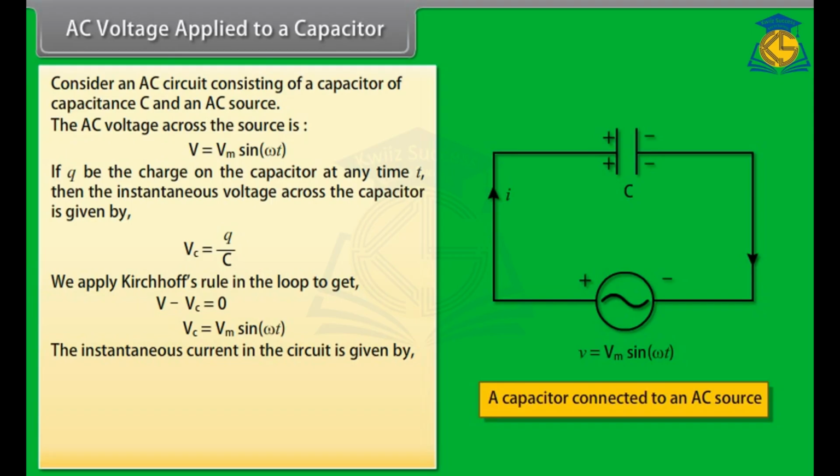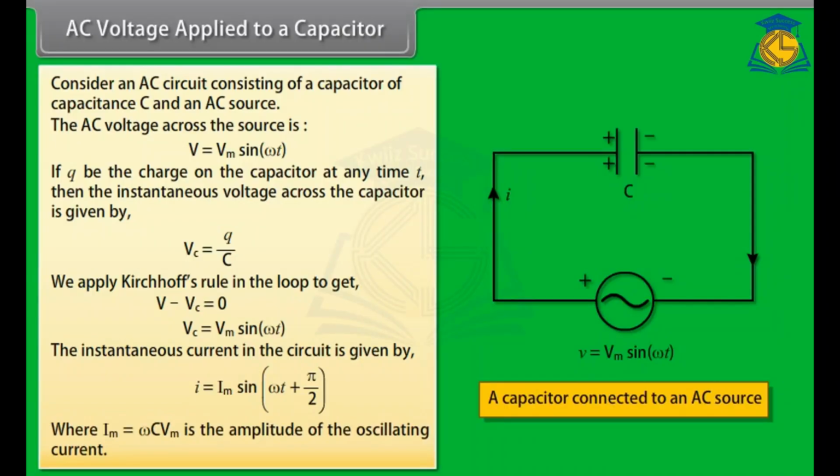The instantaneous current in the circuit is given by I equals Im sin(omega t plus pi by 2), where Im is equal to omega C Vm, the amplitude of the oscillating current.